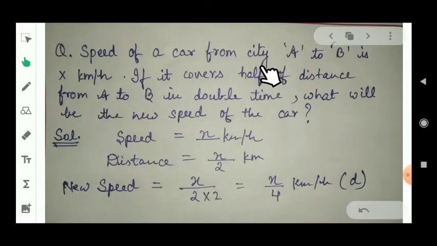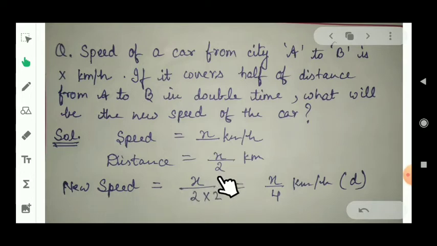Speed of a car from city A to B is x km per hour. If it covers half of the distance from A to B in double time, what will be the new speed of the car? Student, the speed of the car is given as x. So when we find out the distance, it will be x upon 2, because if it covers half of our distance, that means distance will be half, that means x upon 2. So what will be the new speed?